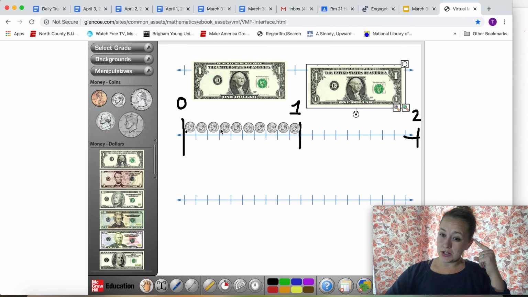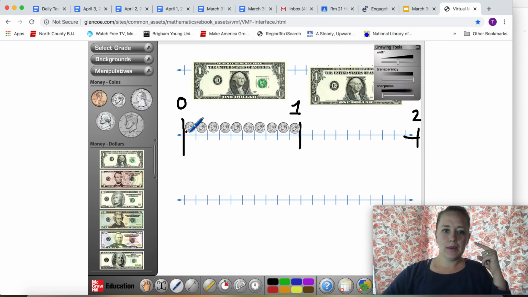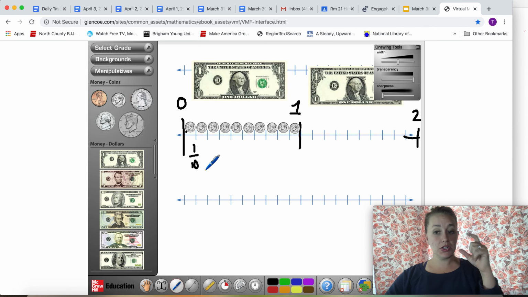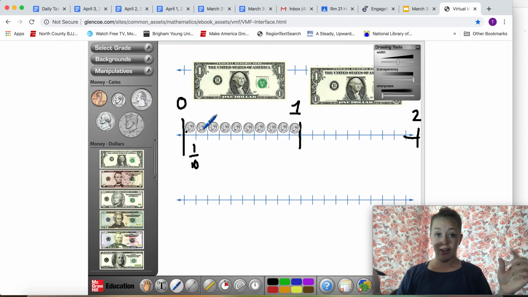So automatically, I want you to think, what does my denominator look like? Well, my denominator will be tenths. I have 1 dime, or 1/10, right there. And I want you to work through this on your paper too. So draw a number line, break it into tenths, and let's label the fractions. Now, right here, I have 2 dimes, or 2/10.